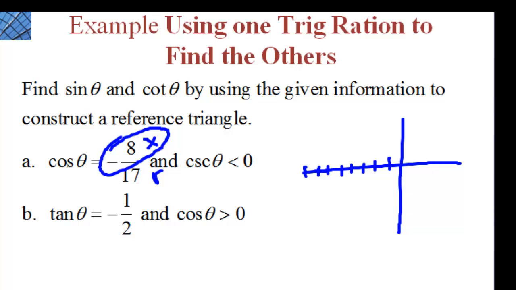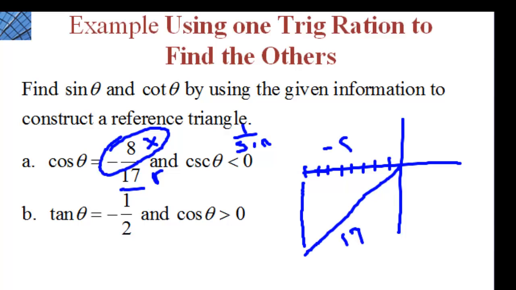Cosecant is 1 over sine, so it's less than 0. So the sine is going to be negative. The y is going to be negative. So we're coming down a certain amount, and we know the radius is 17. So we're coming out 17 and negative 8. We want to figure out this value there.